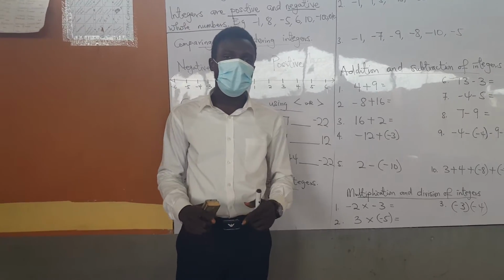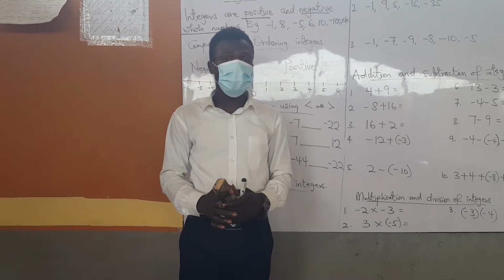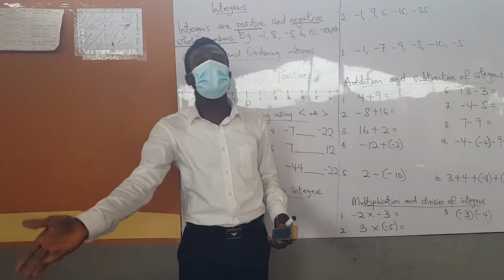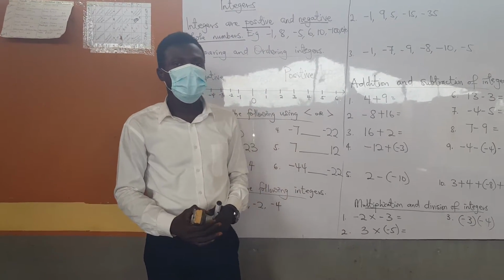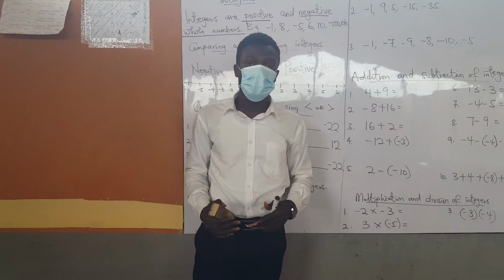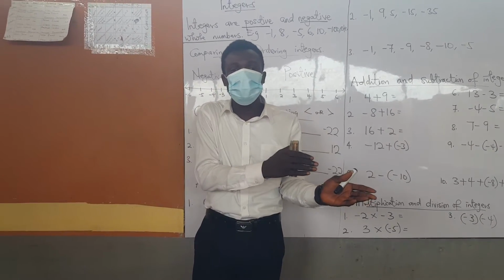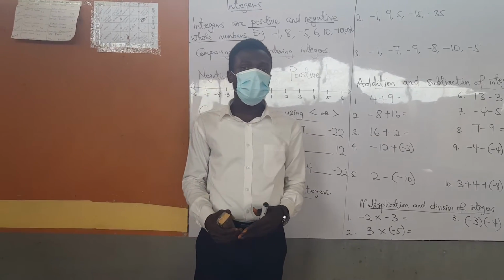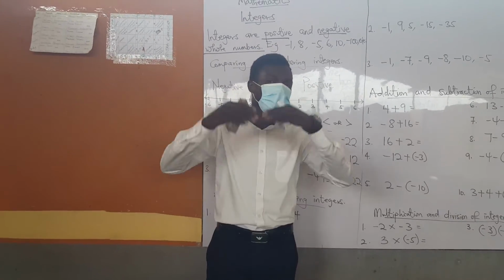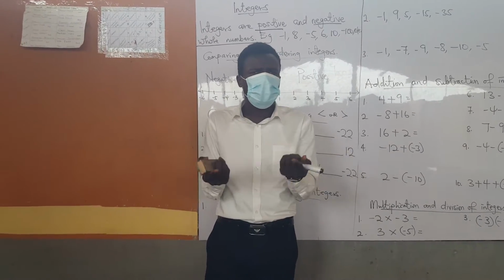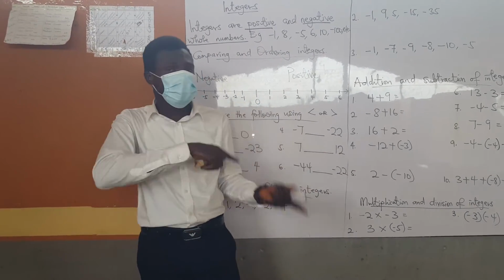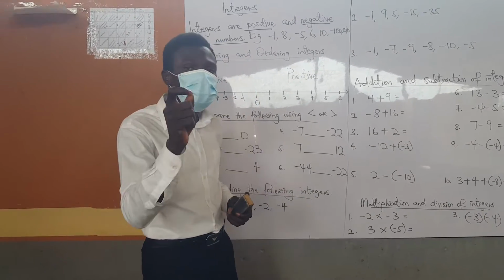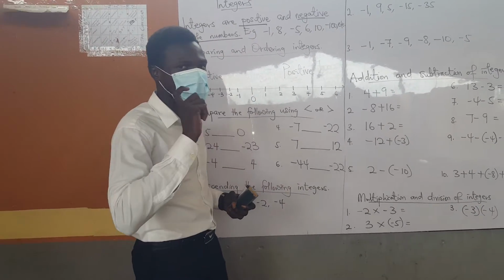But when it comes to the ordering of integers, we are going to talk about the ascending or the descending of integers. And in our previous topics, we were told that ascending simply means from the least to the highest, and descending means from the highest to the lowest. So how can we compare integers, both positive and negative? Now, to compare integers, we have to consider the number line.